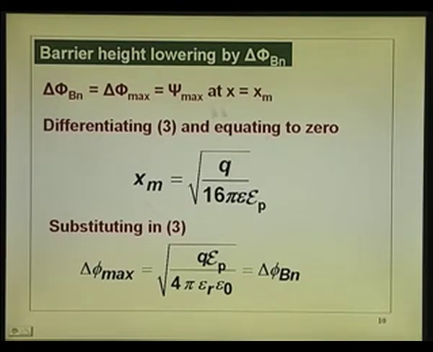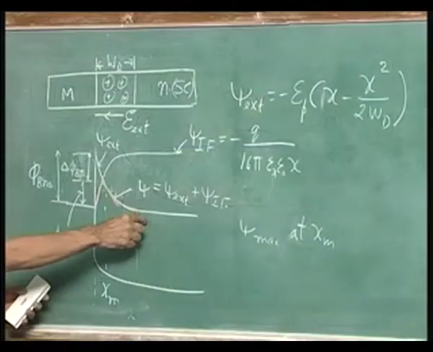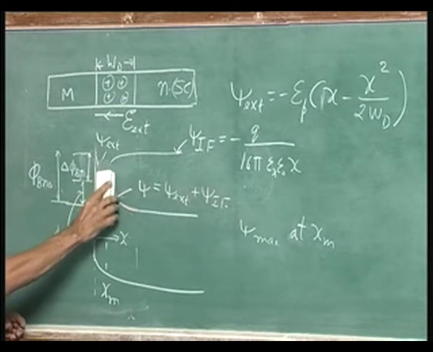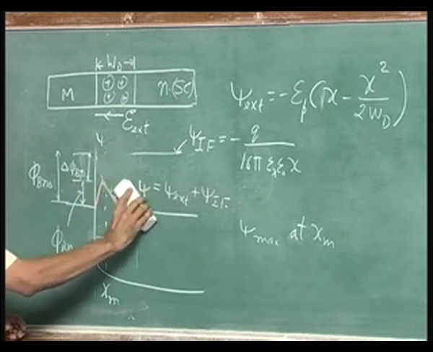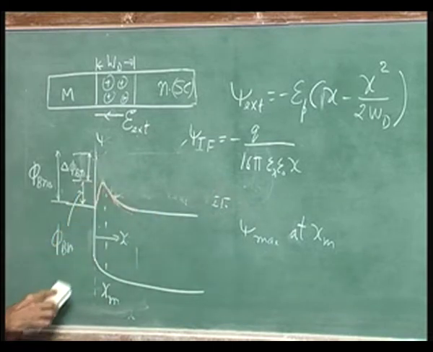Now, once you do that, what you want to find out is how much is this difference from the top to that point, which we call delta phi B n. Okay, now, let me go to the board and show that to you. So, the actual potential now, instead of being like this, it is like this. It is like that. Okay.